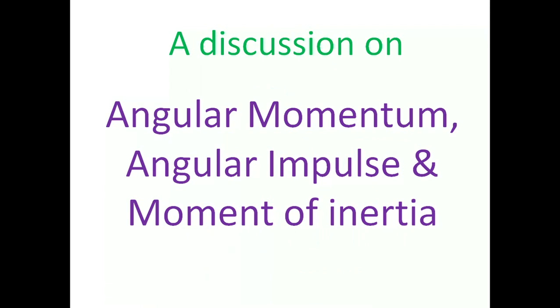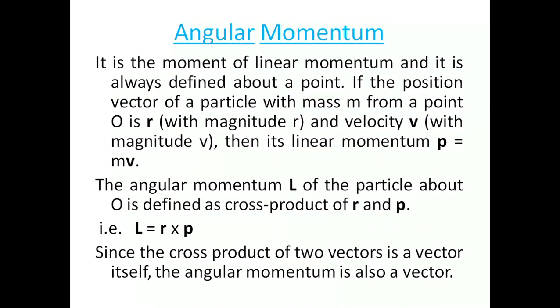Today's topic is angular momentum, angular impulse and moment of inertia. What is angular momentum? It is the moment of linear momentum and it is always defined about a point. If the position vector of a particle with mass m from a point O is r and velocity v, then its linear momentum p equals mv.